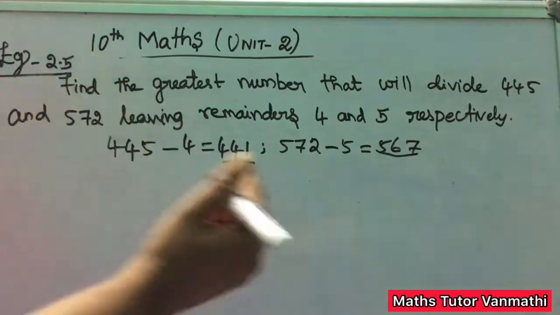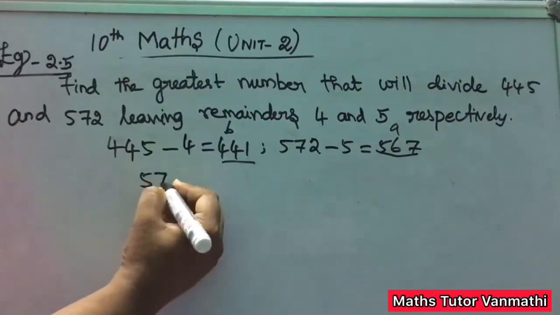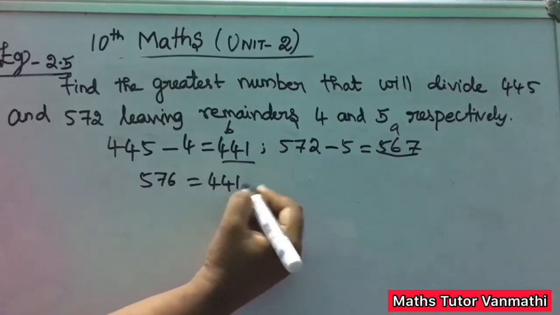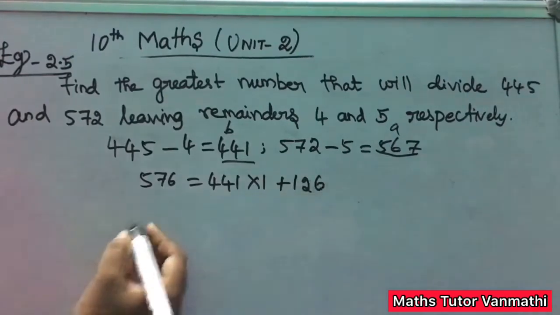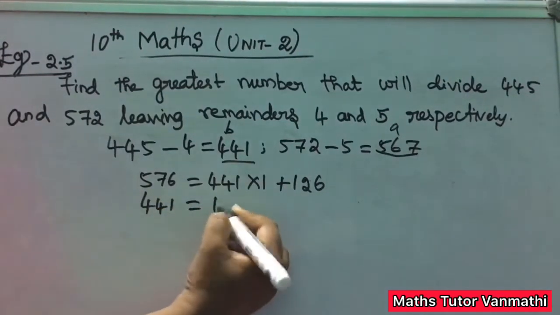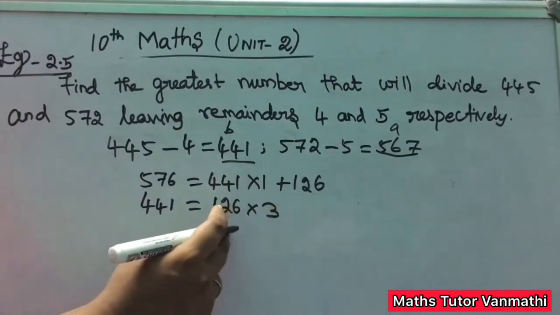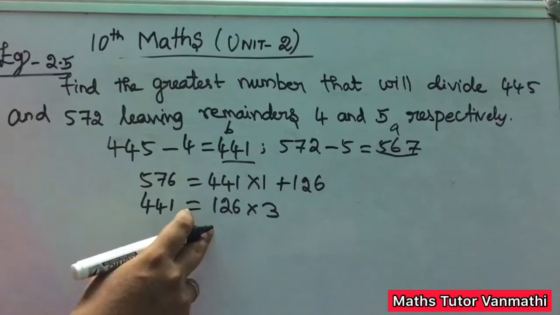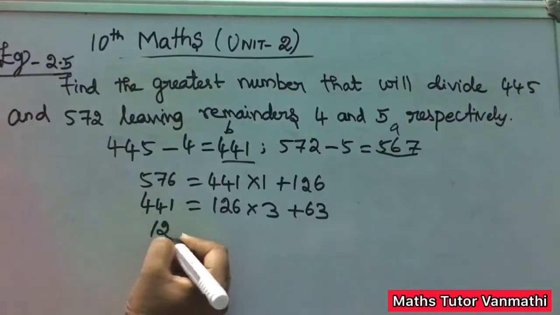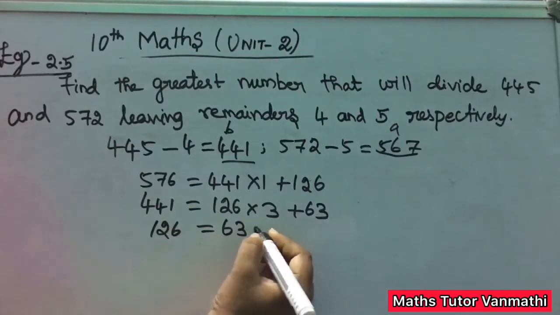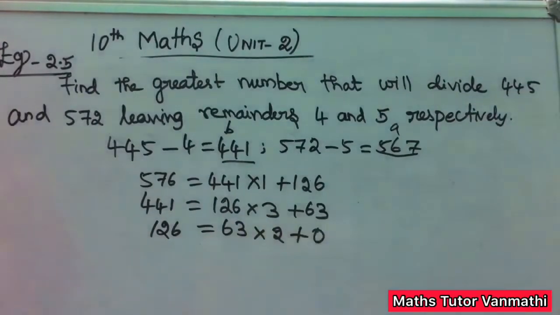Okay, so this is your a value, this is your b value. Now we are going to find: 567 equals 441 into 1, one time only it goes, plus 126, and again 441 equals 126 into 3. 3 sixes are 18, 3 twos are 6 plus 1 is 7, 3 ones are 3, and the remainder you will get as 63, and again 126 equals 63 into 2. 2 threes are 6, 2 sixes are 12, 126, plus remainder 0.